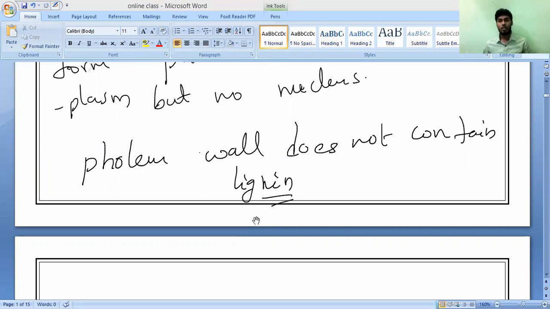Weak, sir. Who can hold them? And who can form a long tube? So that is why you can see each sieve tube does not contain lignin on its walls. So that is why immediately next to each cell of this sieve tube, they have one cell called a companion cell. Do you all understand?